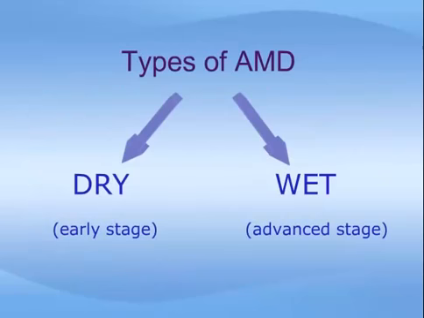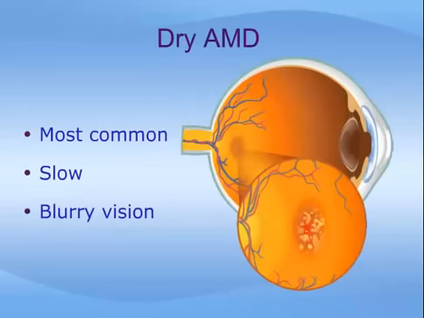There are two types of AMD, so-called dry AMD, or early stage, and wet AMD, or advanced stage. Dry AMD is the most common form, accounting for about 90% of patients. It is a slowly progressive thinning of the macula. When the delicate tissues of the macula become thin, they stop working well. As a result, vision is blurred.